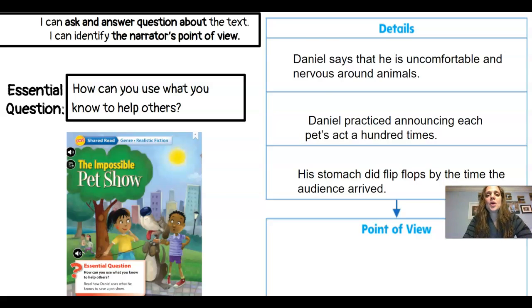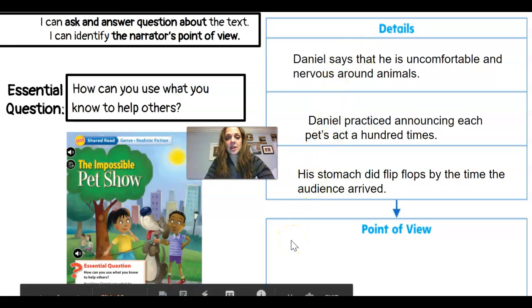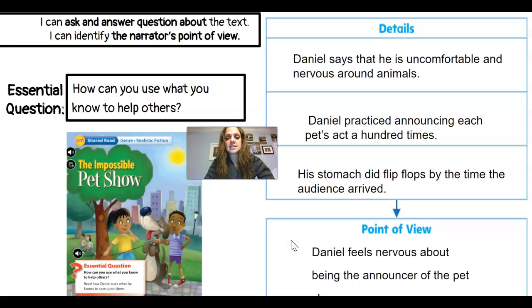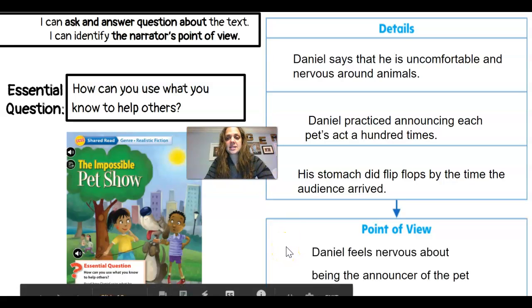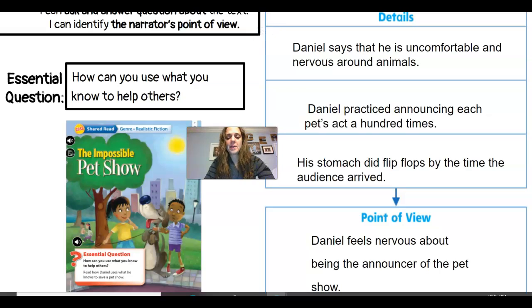So we need to think, what do all of these key details of what the character, who's our narrator of the story, says and does, what do all of these key details have in common? Right. They all show that Daniel is nervous. So we can determine the point of view. Daniel feels nervous about being the announcer of the pet show.